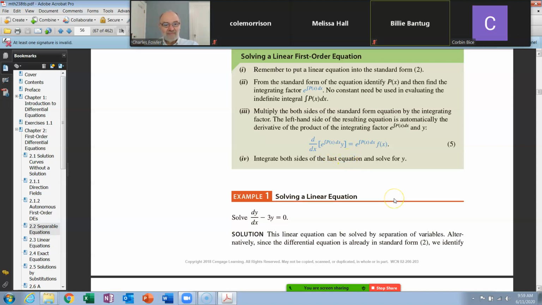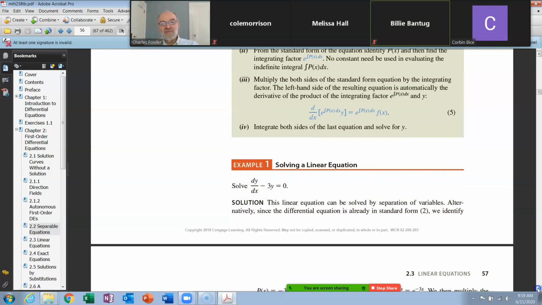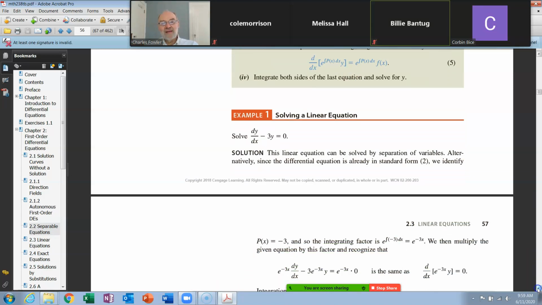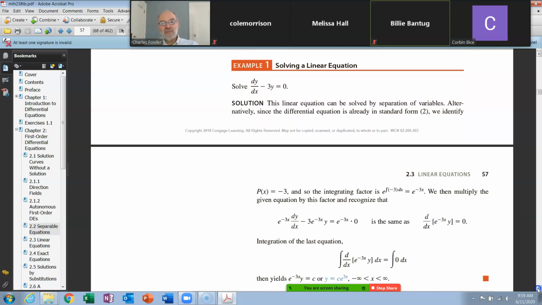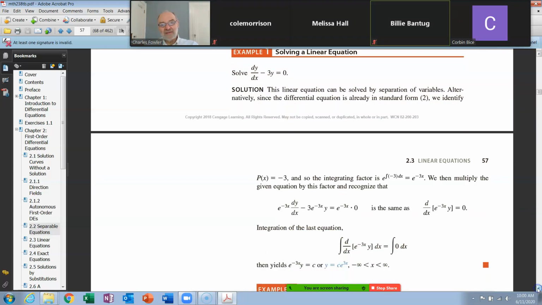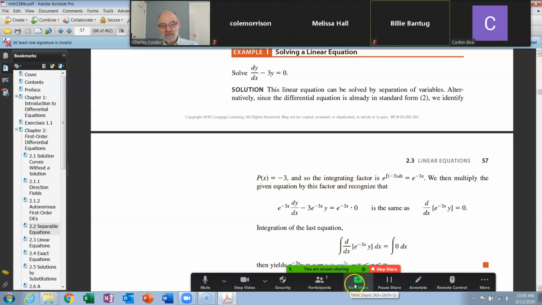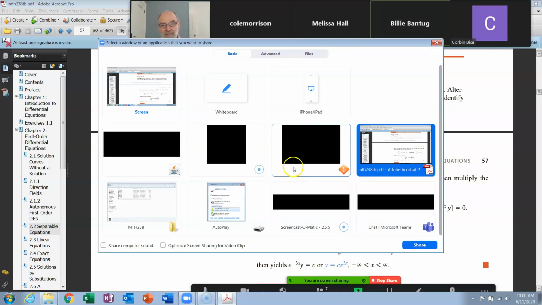All right. Now we're going to do one. This one could have been solved by separation of variables. We're not. We're going to do it by the new rule we just did. So let's go to the whiteboard and do that.